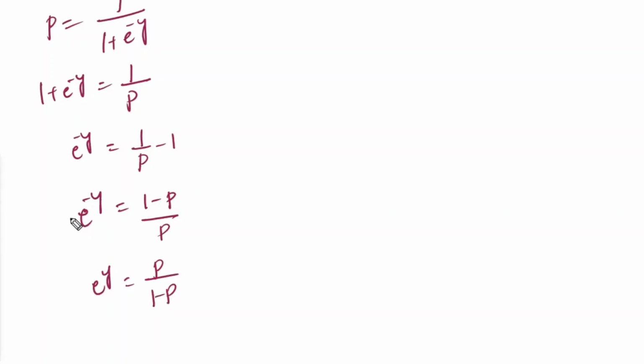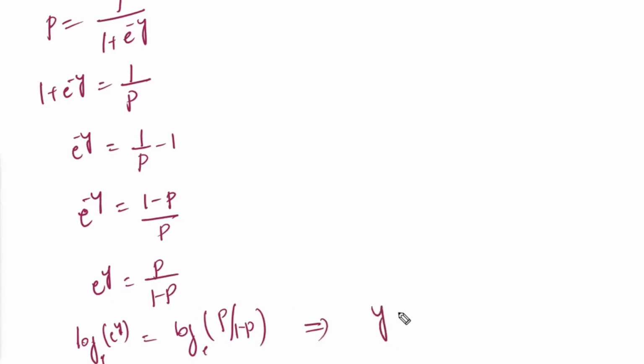I am doing whole to the power of minus 1, just reversing. Now I am applying log e on both sides, which is nothing but, now this is y is equal to log e of p divided by 1 minus p.